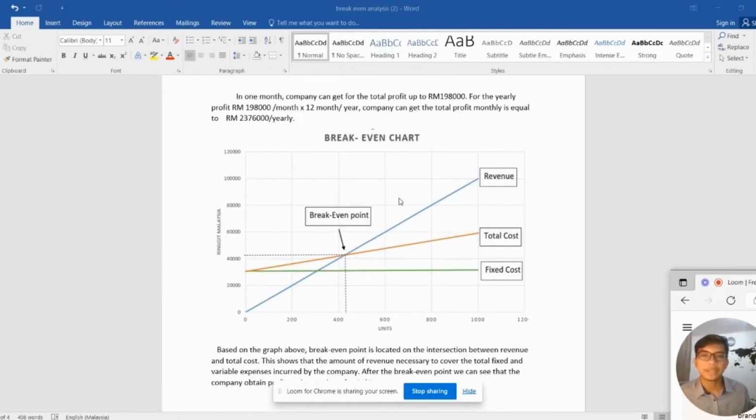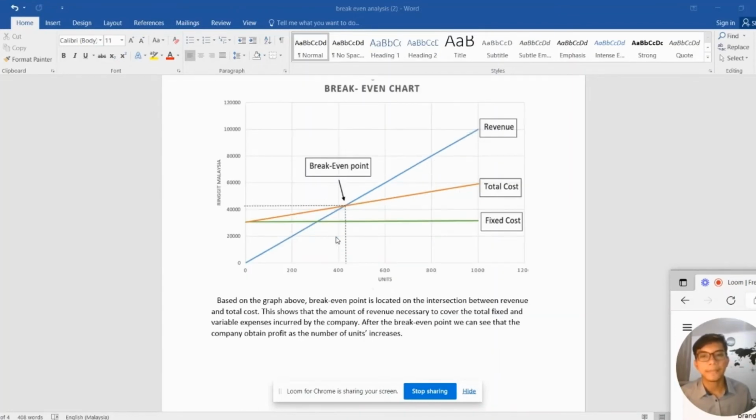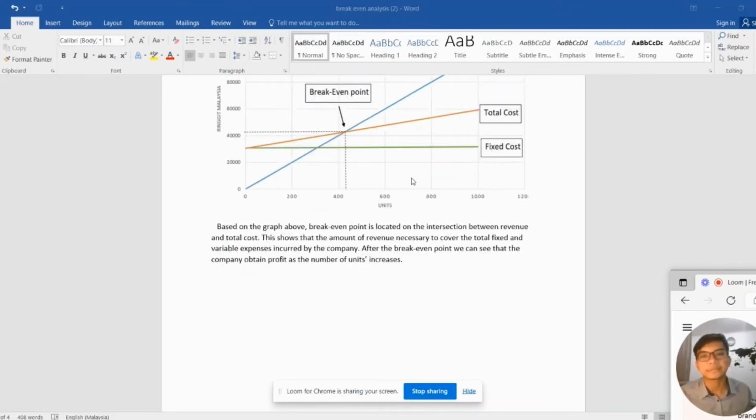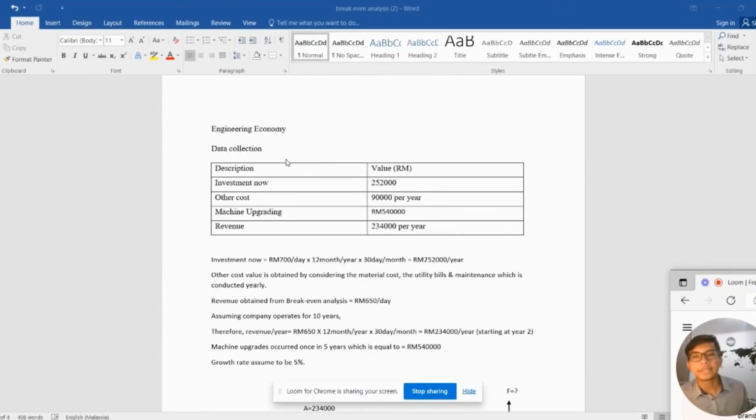After that, we construct the break-even chart. As you can see here, this is the fixed cost, total cost, and revenue. This is the break-even point. After the break-even point, we can see that the company obtains profit as the number of units increases. Next, I will proceed with engineering economy.